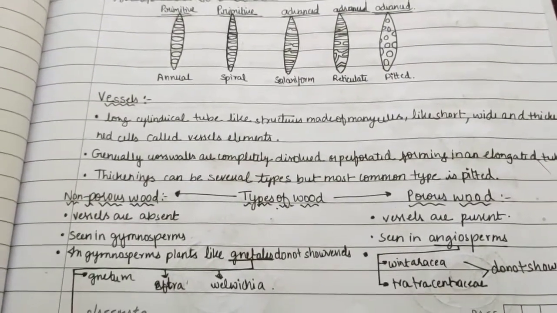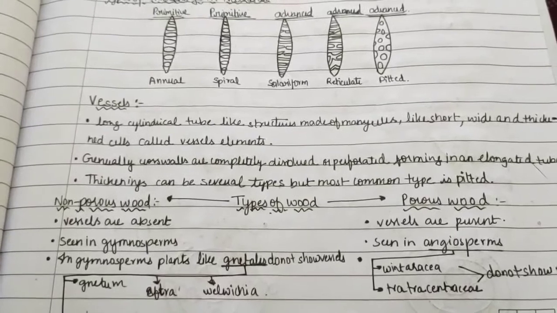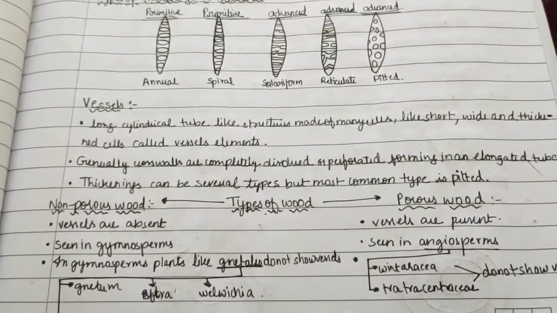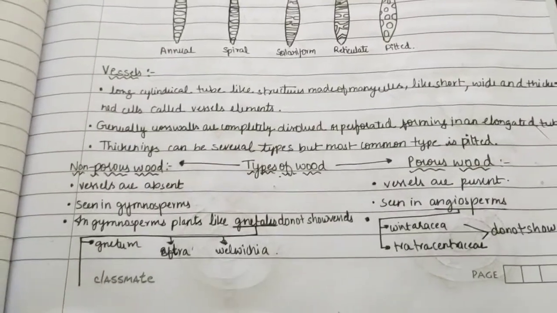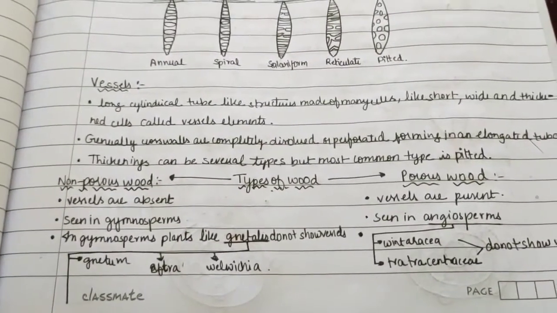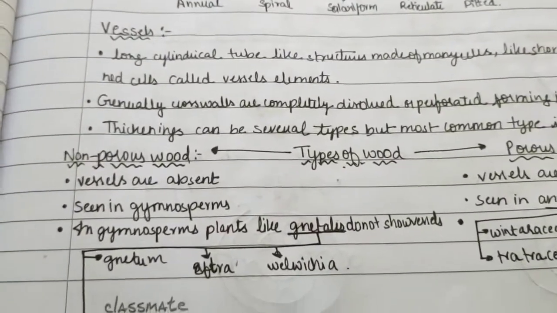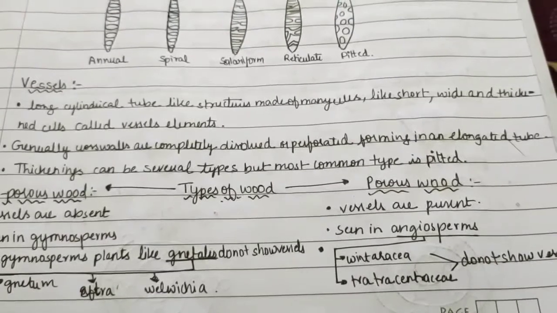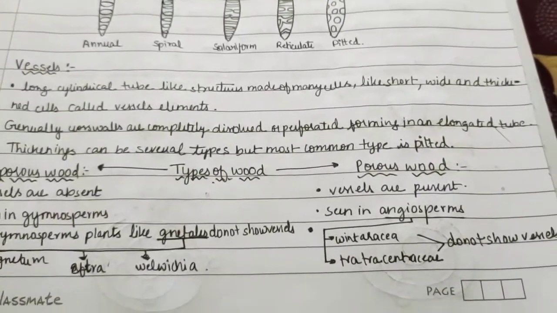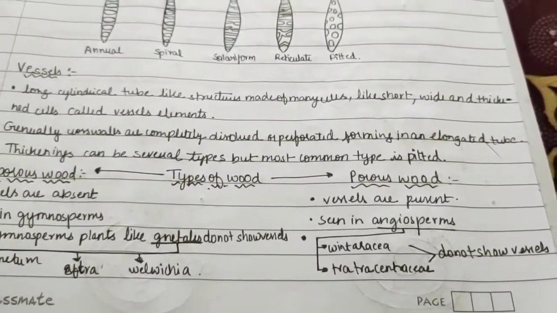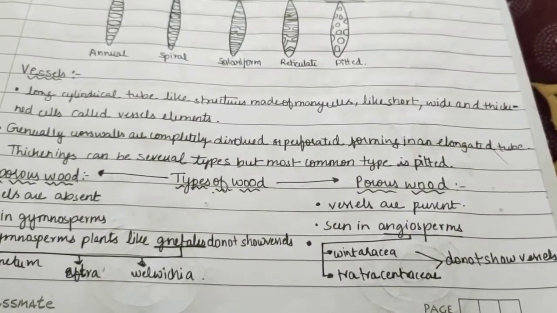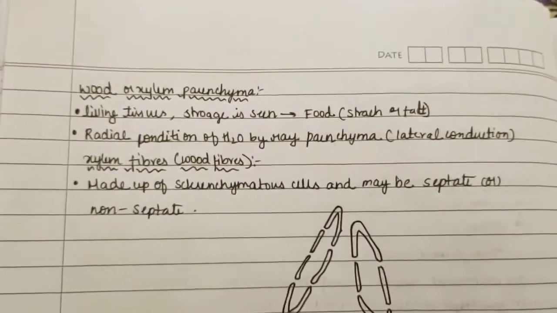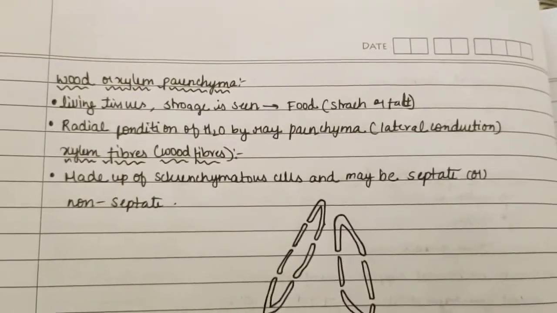Types of wood. There are two types of wood: non-porous wood and porous wood. In non-porous wood, vessels are absent, seen in gymnosperms. In gymnosperms, plants like gnetales do not show vessels. Gnetales are like Gnetum, Ephedra, Welwitschia, etc. In porous wood, vessels are present, seen in angiosperms, but they are not seen in some angiosperms like Winteraceae, Trochodendraceae, etc.